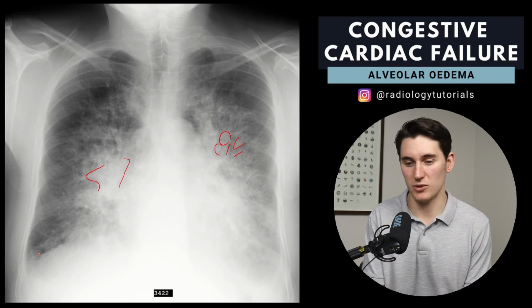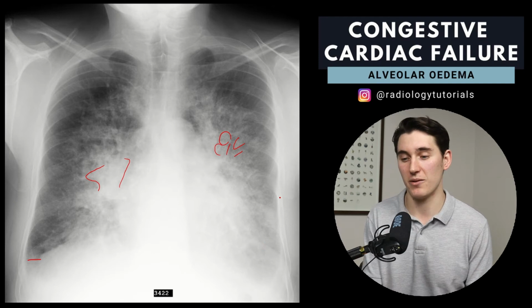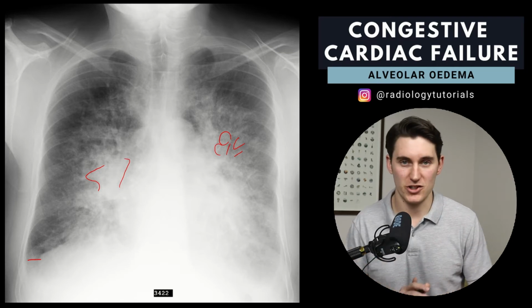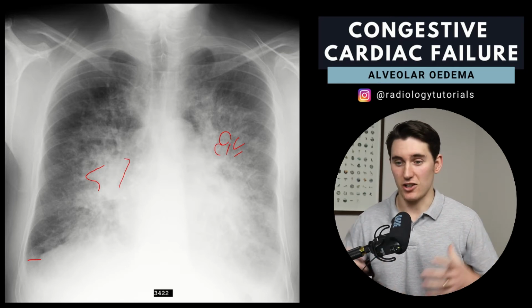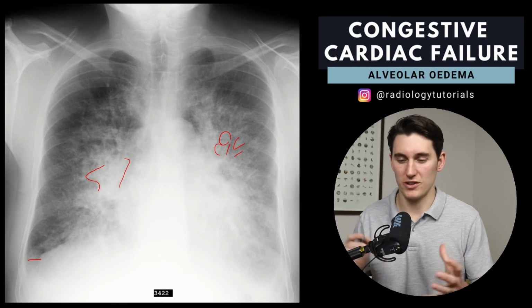And what we've got here is we're losing our costophrenic angles. Here we've lost it completely, and we've lost our left diaphragm. We've probably got a large pleural effusion on that side, which is a very common occurrence in congestive cardiac failure. Again, this heart is large. We can infer that maybe this is cardiogenic in cause of this pulmonary edema.